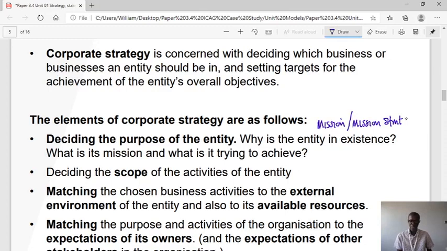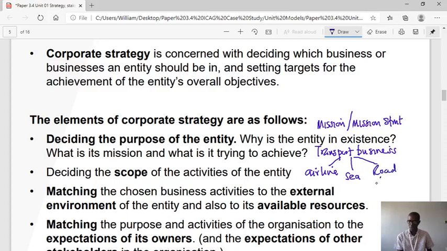Now, when the purpose is being decided, we also need to decide the scope of the activities of the entity. So let's say we are deciding to go into transport business. But in transport business, it could be airline. It could be, let's say, by sea. It could be by road.